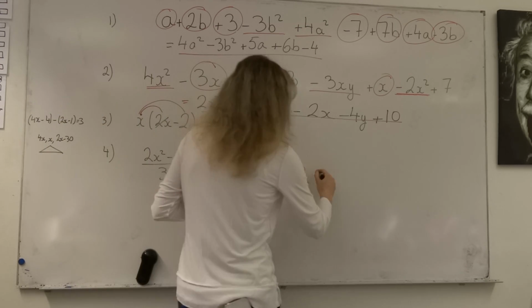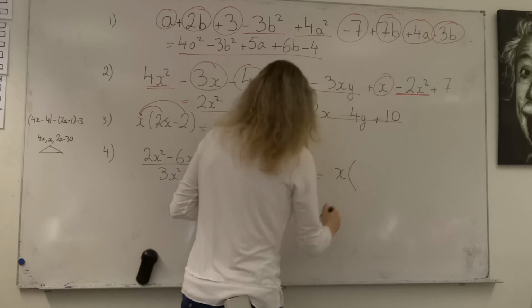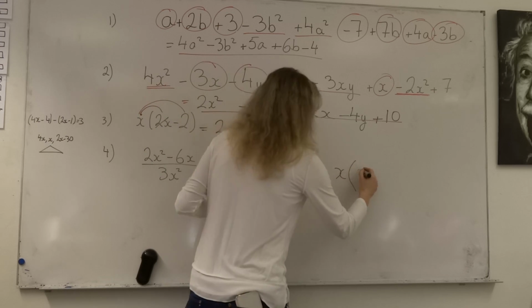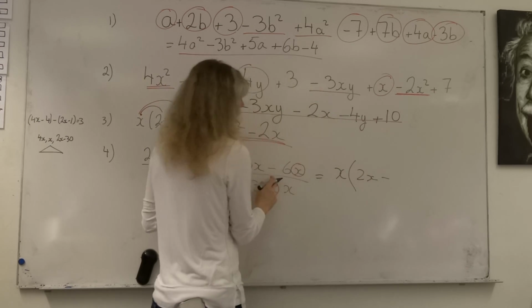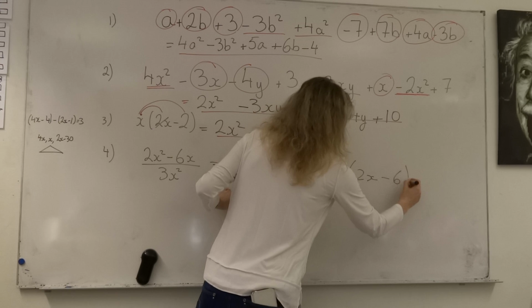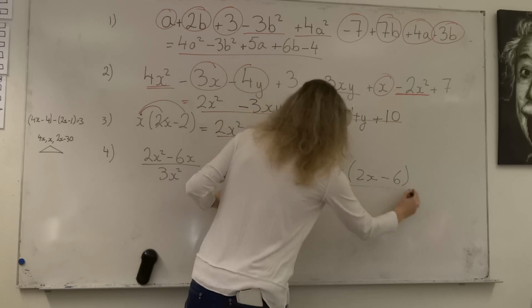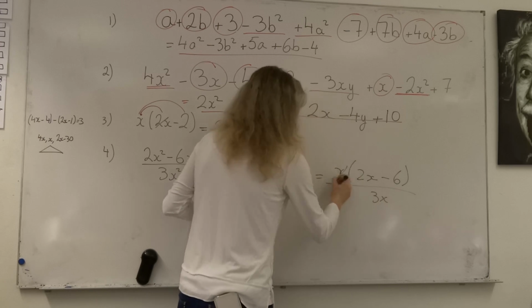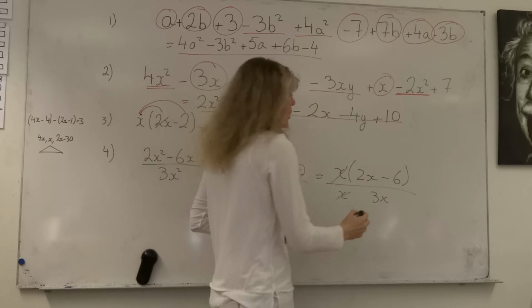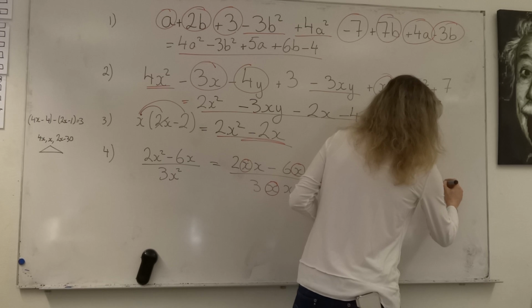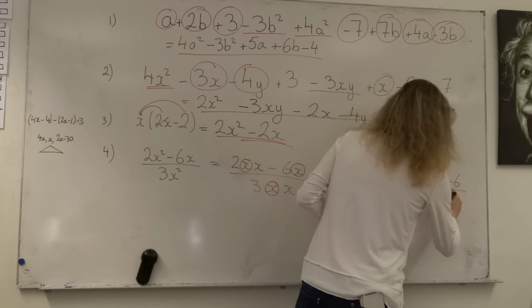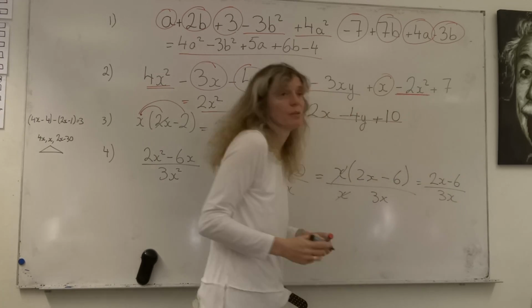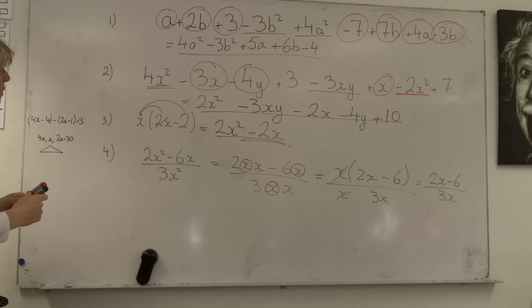So we put the x out the front. And what do we have left? Here we have 2x. Here we have a minus sign with a 6 left. All divided by x times 3x. The x's cancel, giving you 2x minus 6 on the top and 3x on the bottom. And that's as much as it'll simplify.